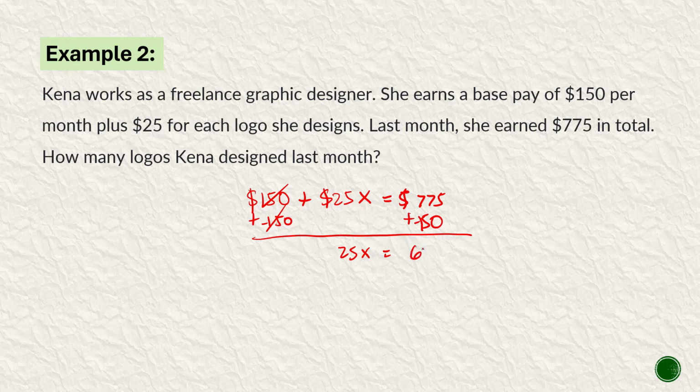The answer is 625. And finally, here we just need to divide both sides by 25. And there you go. That's the answer. X equals 25.